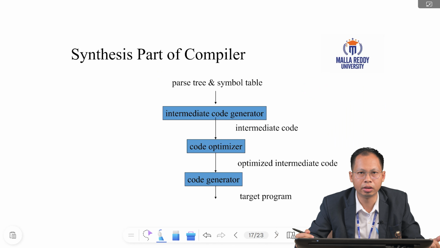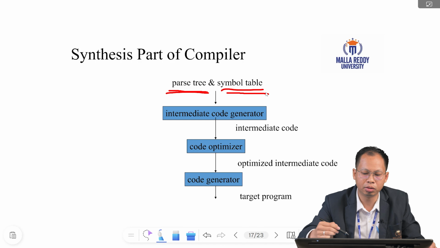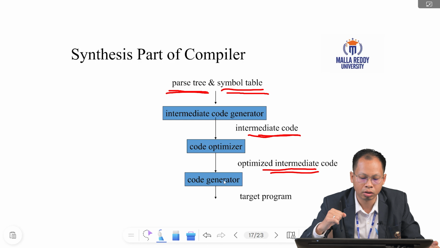Next comes the synthesis part of the compiler. So far we have generated the syntax tree, and we have the information in our symbol table. Then, using this symbol table and syntax tree, we first go through the intermediate code generator, which generates an intermediate code. This later goes through code optimization, where it optimizes the intermediate code. Then it goes through code generation, where it generates a target program of the source program.